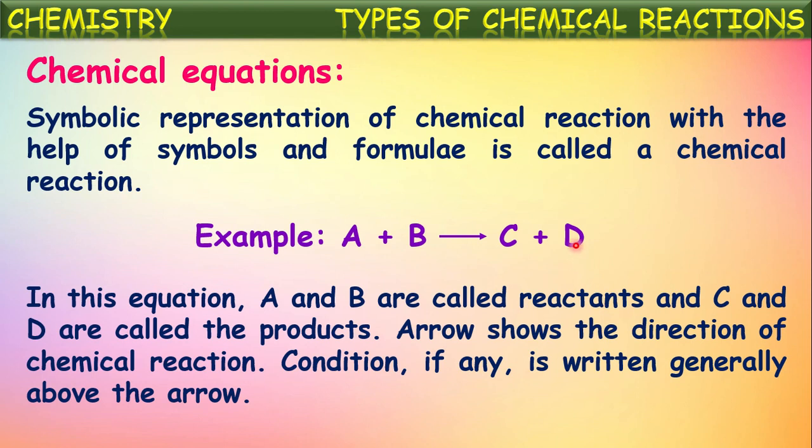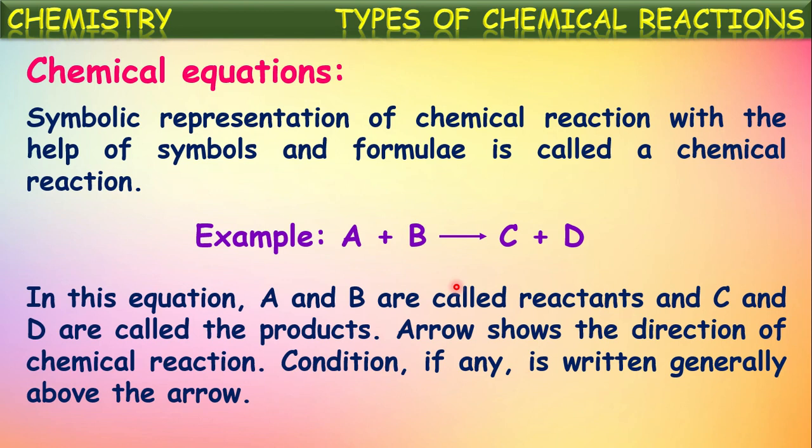In certain chemical reactions, certain extra conditions will be needed, like heating, electricity, or light. Even certain catalysts will be needed for the formation of new products. So the conditions, if there are any in a chemical reaction, are mentioned on this arrow mark. For example, here A and B react with each other on heating to form C and D. Then a triangle is mentioned on this arrow mark, which represents heating is necessary in this reaction.